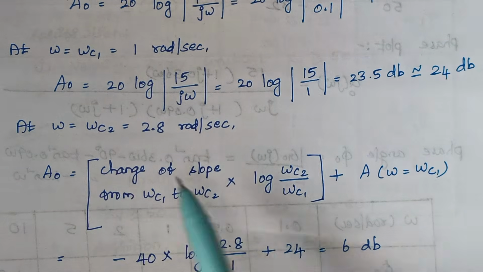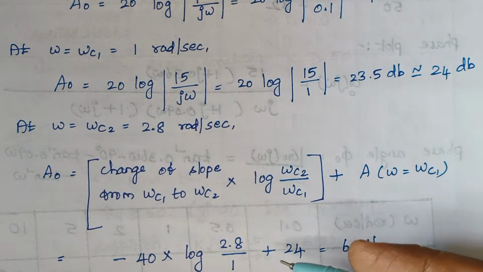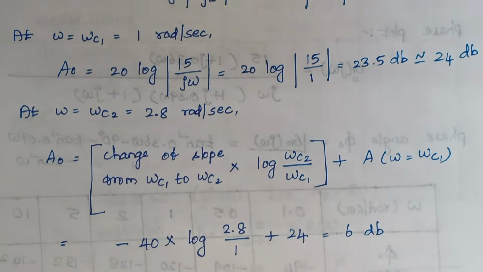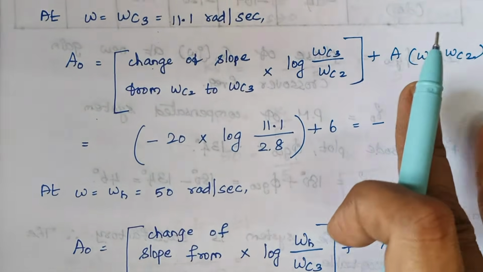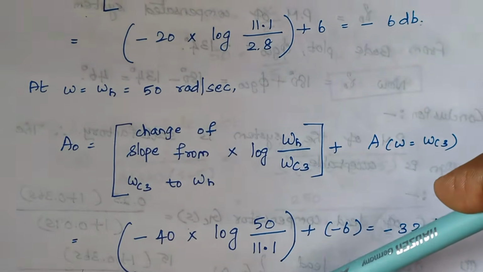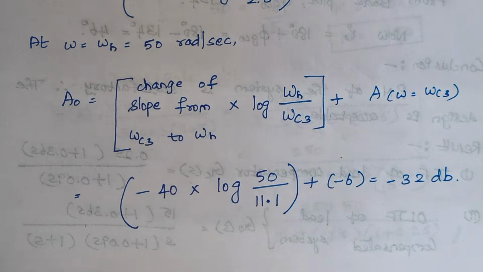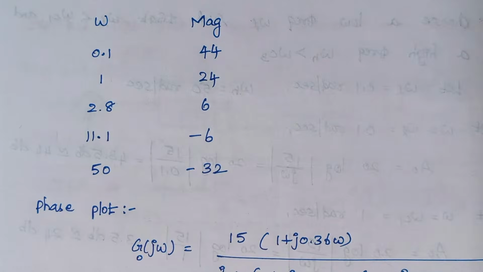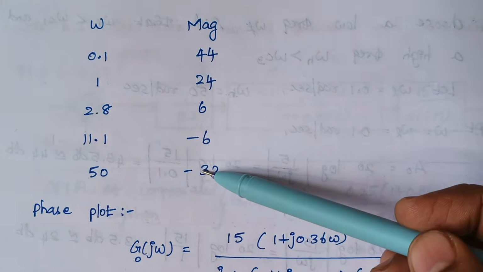So again as usual at omega C2 there is a change of slope, so you have to use this formula and substitute the values accordingly. Again for omega C2 and omega C3 and for omega H as well, right? Calculate the respective value of the magnitude, that is the thing. And now we are going to frame a small table. You see this is my table which represents omega and their magnitudes.